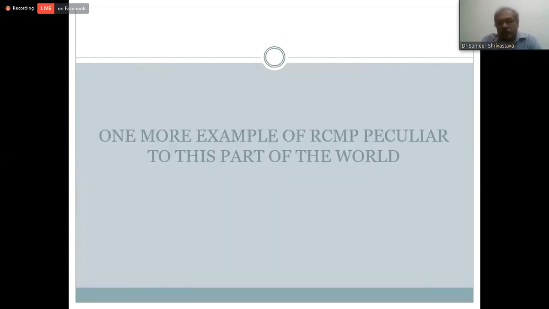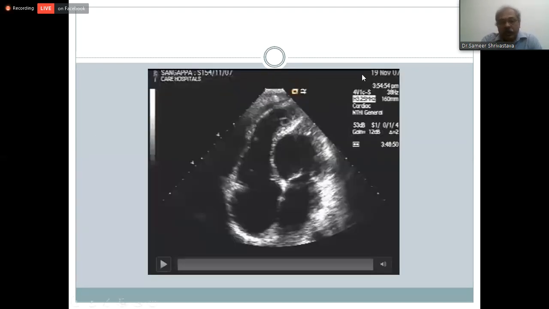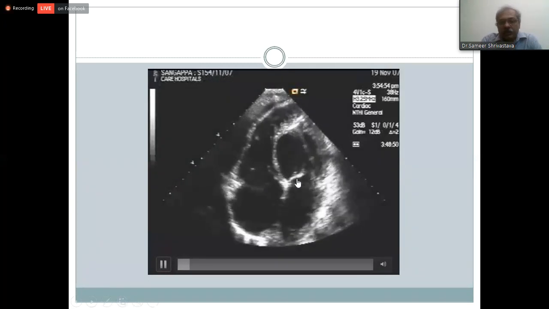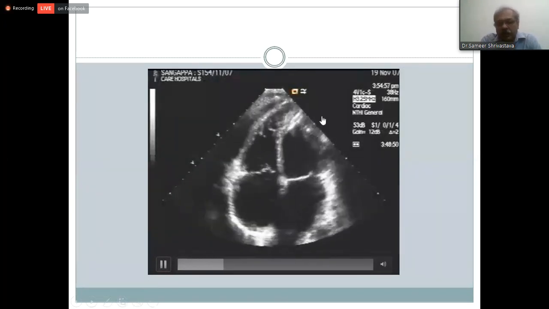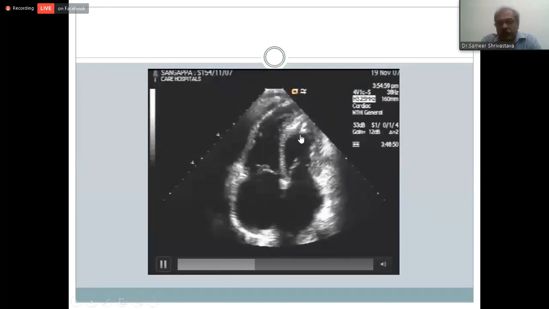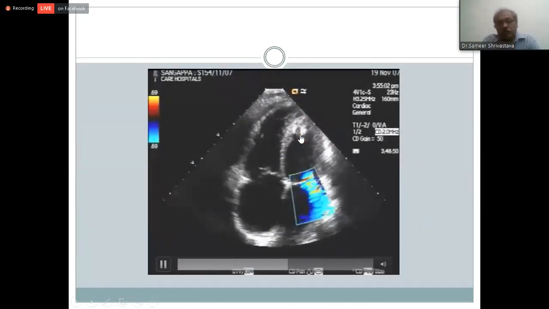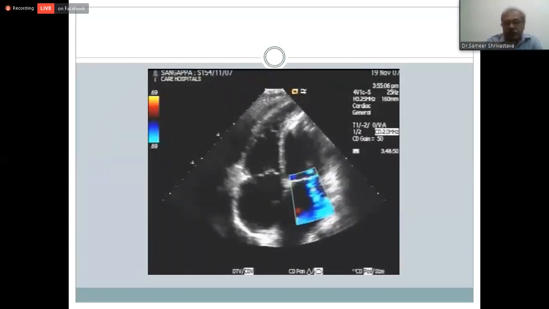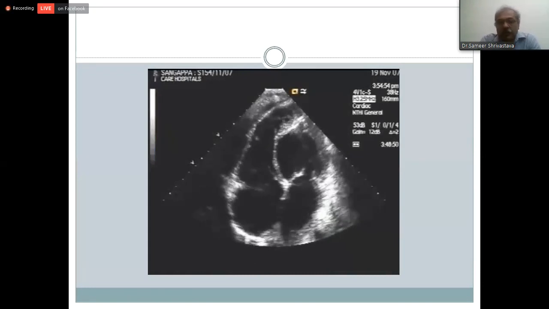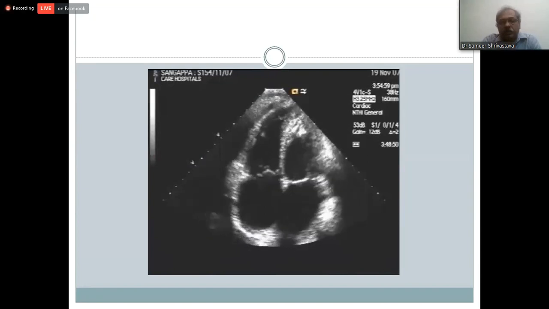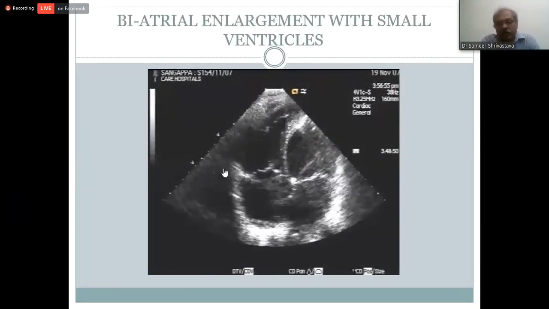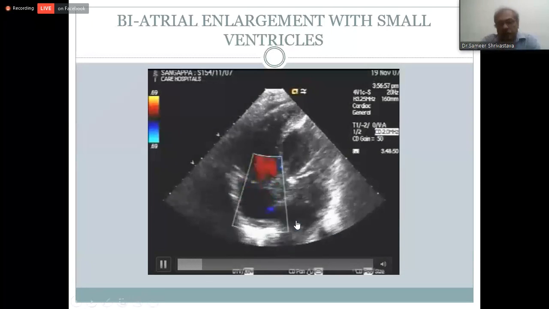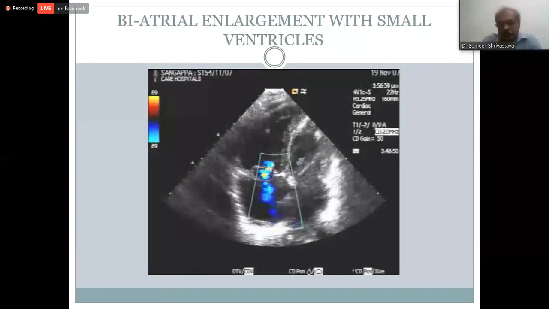So one more example of RCMP, which is very peculiar to this part of the world. Now, if you look at this, you'll find that the apices are obliterated. The left ventricular apex is obliterated. So we find this in hypereosinophilic syndromes, but here the eosinophil counts were normal, and then we found that this turned out to be nothing but endomyocardial fibrosis, which is quite peculiar to south of India, as we see.